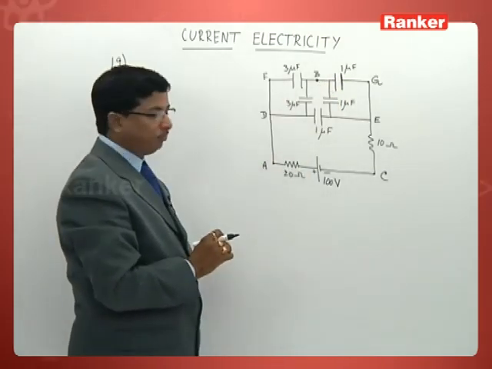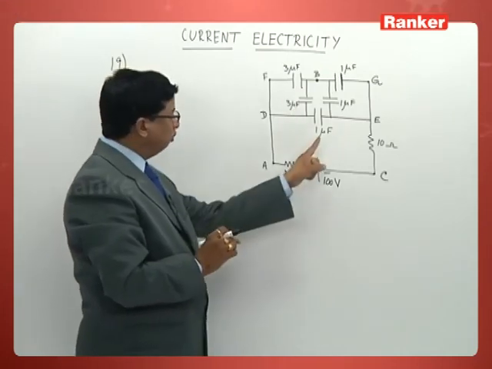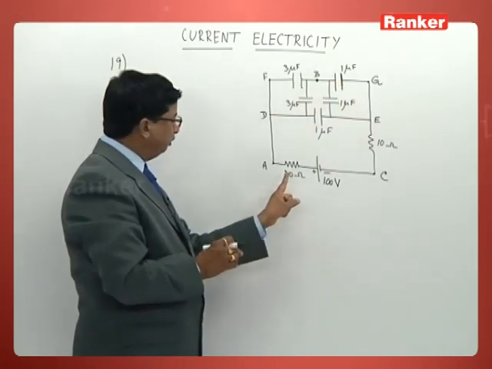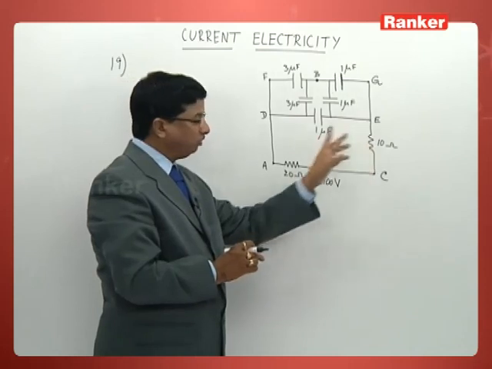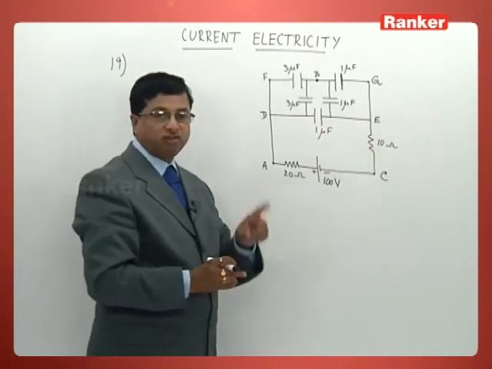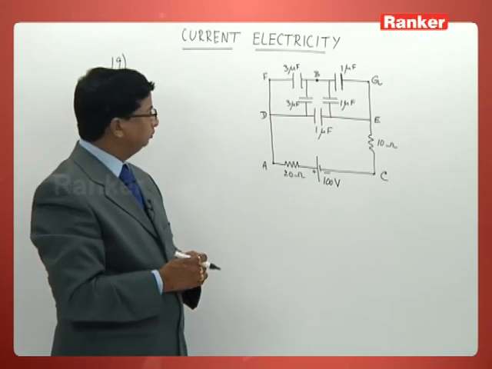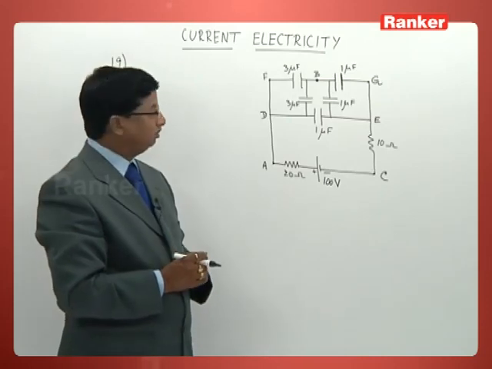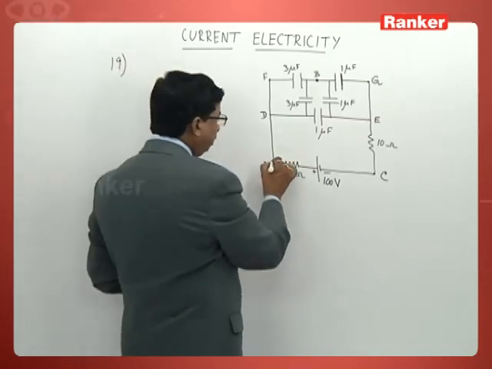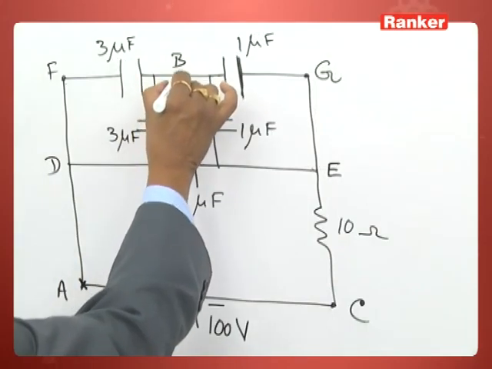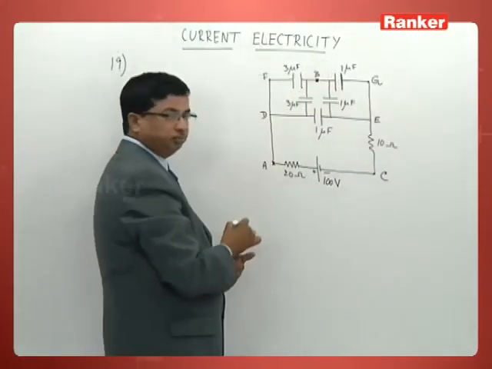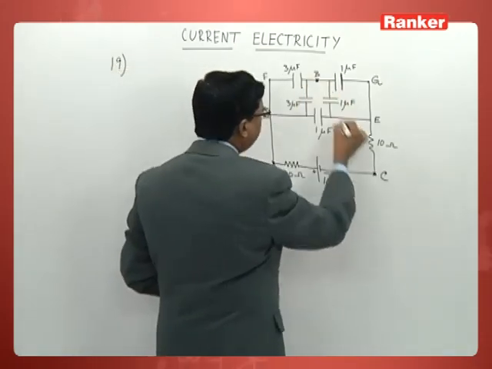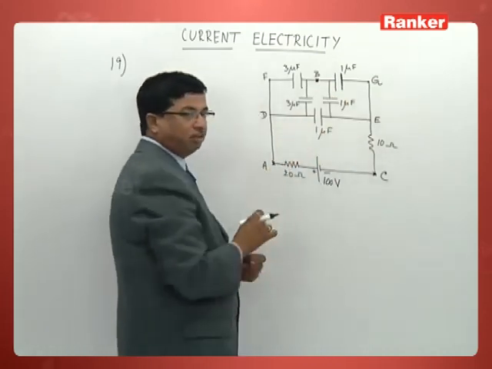3 microfarad, 3 microfarad, 1 microfarad, 1 microfarad and 1 microfarad. This is a 20 ohm, this is a 10 ohm. Applied voltage is 100 volt. Circuit is like this. What is he asking for? He is asking what is the potential difference between these 2 points A and B, and what is the potential difference between these 2 points B and C. That's what he is asking.